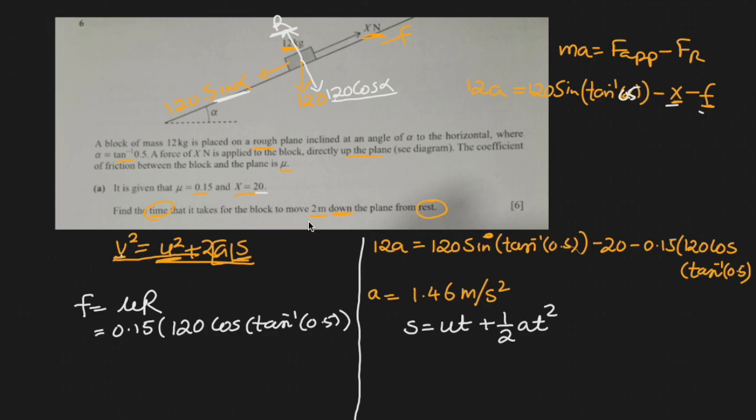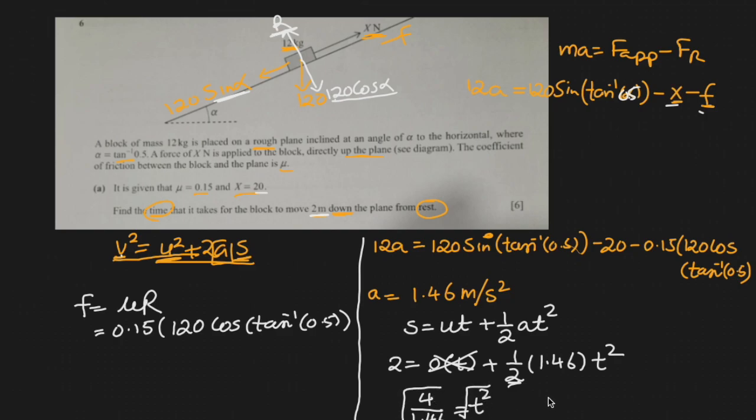So s is 2 meters down. u is zero, it's starting from rest. Time we don't know, plus half, and we just got the acceleration as 1.46, t square. So this is gone. We can cross multiply now. This 2 multiplied by 2 is 4, and divided by 1.46 equals t square. So if we want to find t, square root both sides. That will give us the time. When I put this in my calculator, I get a big number, but I'll round it off to 1.65 seconds.